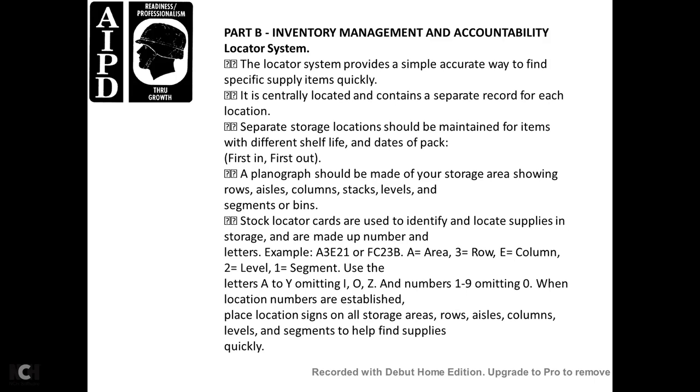The stock locator card is used to identify the located supply in storage, with the use of a number and letter. For example, AE3: A is area 3, row E, column 2, level 1, the segment E for the letter A through Y, omitting I, O, and Z, with the numbers 1 through 9 omitting O, when the location number of the established place. Locating all of the storage area by rows, columns, levels, and segments helps to find supplies quickly.